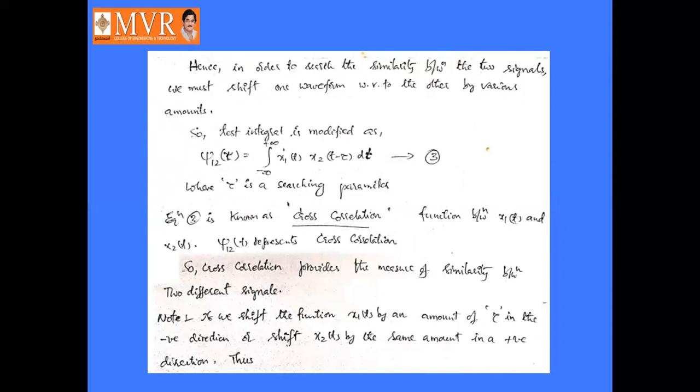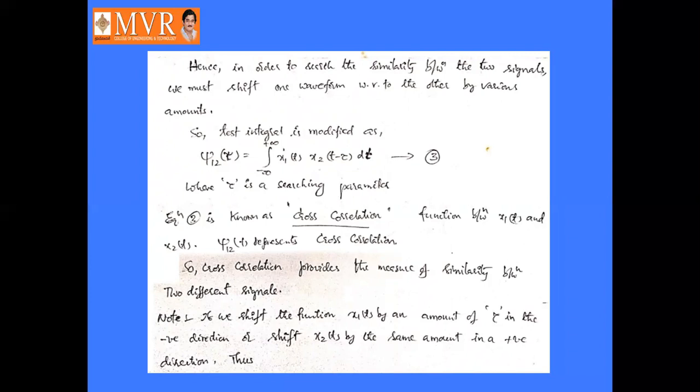So the test integral is modified as J12 of tau equal to integral minus infinity to infinity x1 of t into x2 of t minus tau dt. That is equation number 3, where tau is a searching parameter. Equation number 3 is known as cross correlation. We are comparing two different signals here, two different waveforms, x1 of t and x2 of t. That's why it is called cross correlation. J12 of tau represents the cross correlation. So cross correlation provides the measure of similarity between two different signals.